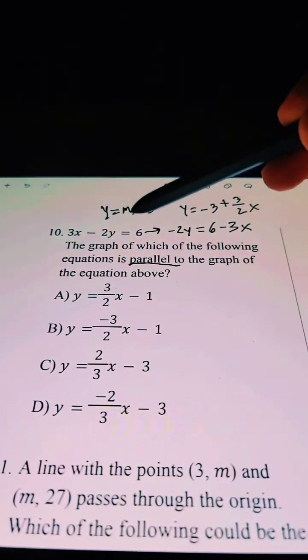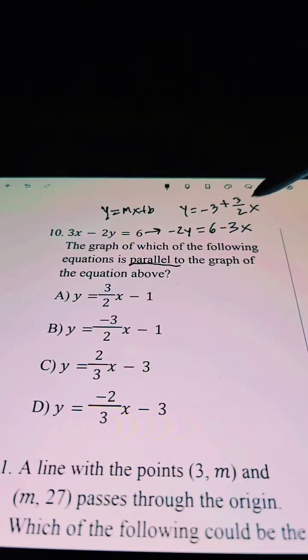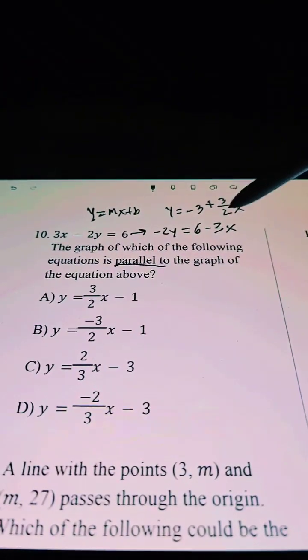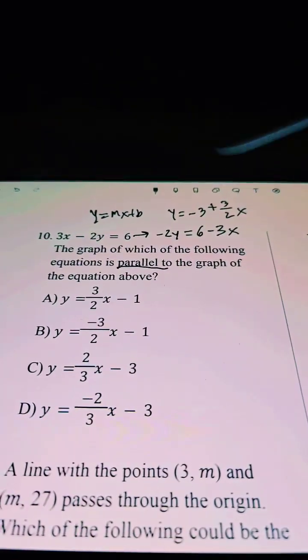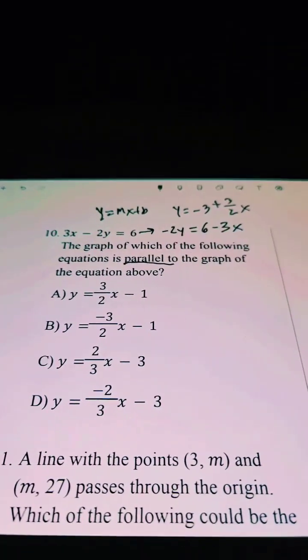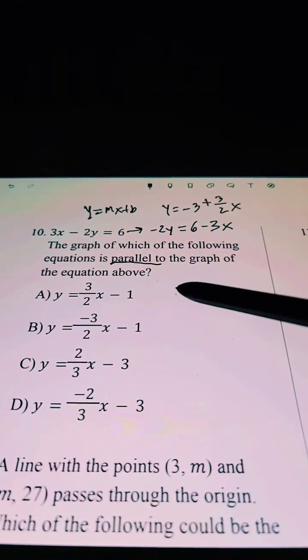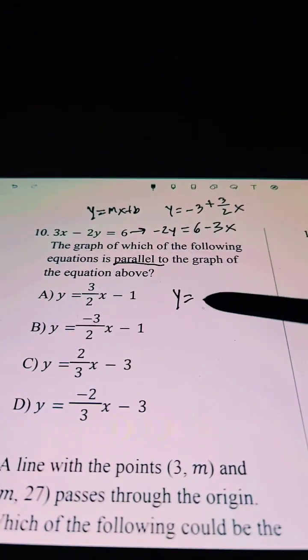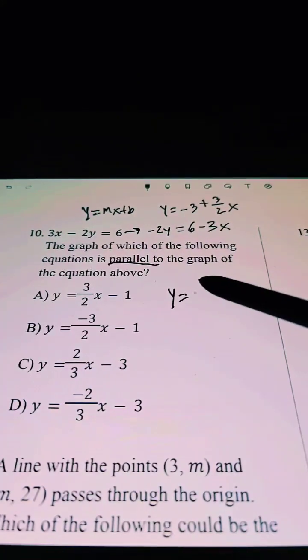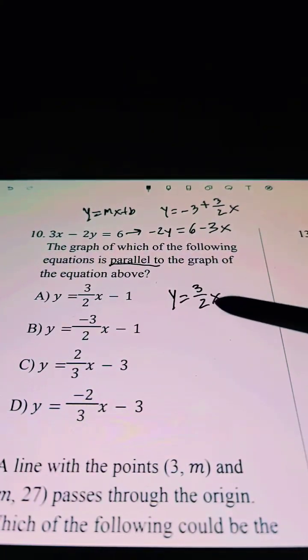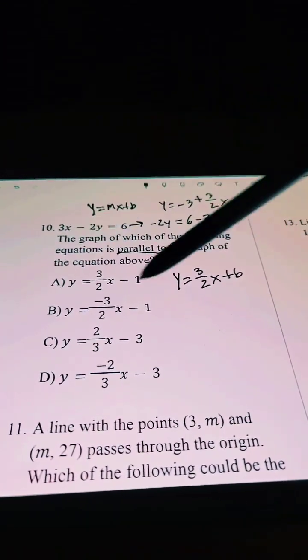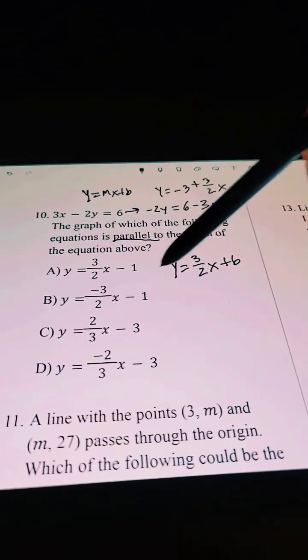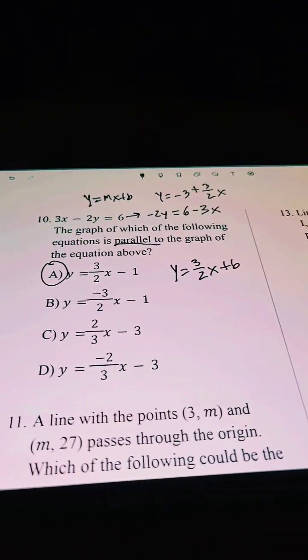Now remember, whatever's being multiplied or in front of your x, however you want to think about it, that's your slope. So this means that the slope is 3/2 for this line. And if one of these is going to be parallel, that means it has to have the same exact slope. So if I'm writing out the equation like y equals mx plus b, I already know my slope in this case has to be 3/2. So let's see which of these fits that. Well, the only one that it could possibly be is a. That's the only one with 3/2 in front of your x value.